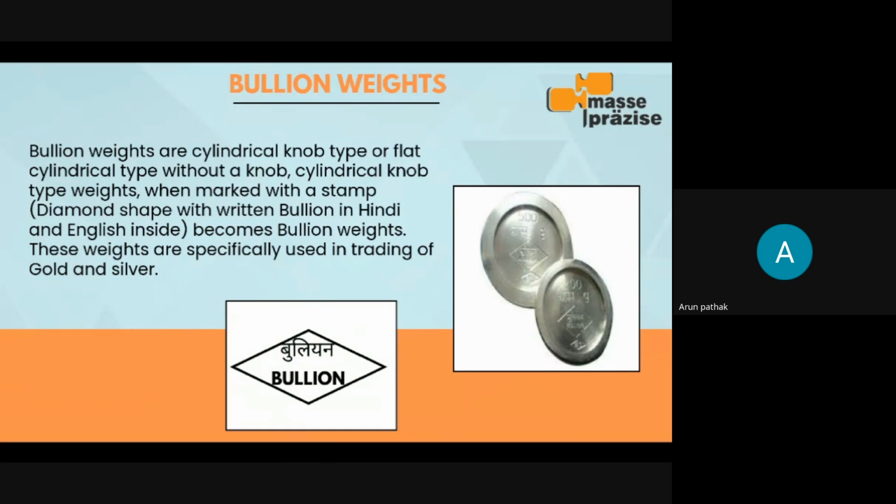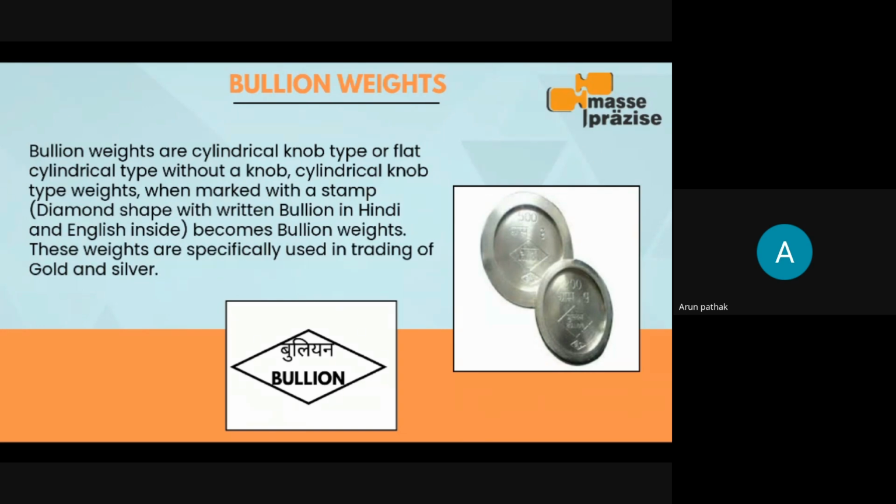Cylindrical knob type weights, which we discussed earlier, or flat cylindrical type, the weights without a knob. Whenever these weights are marked with a stamp, the stamp that you can see in the slide, that is a diamond shape, and written bullion in Hindi and English. So basically this is a standard stamp. Whenever a knob type cylindrical weight or a flat cylindrical weight is marked with this type of stamp, that weight becomes a bullion weight.